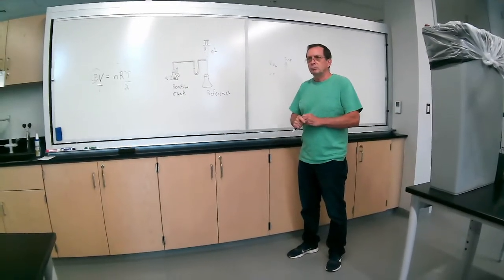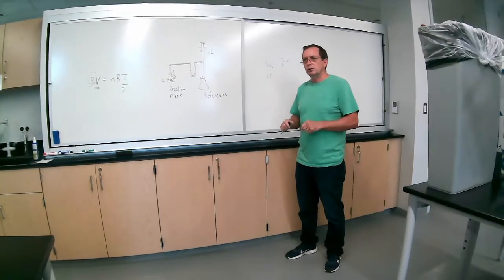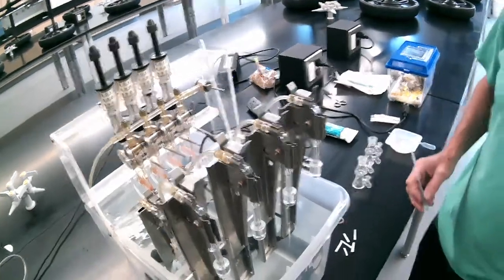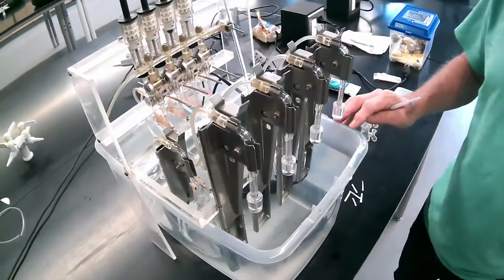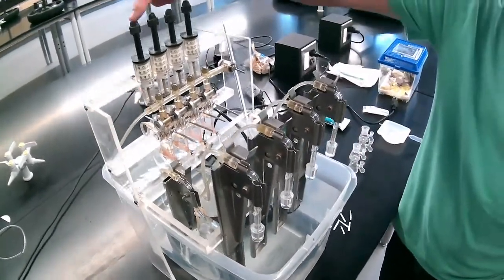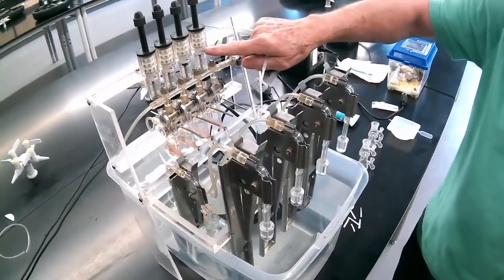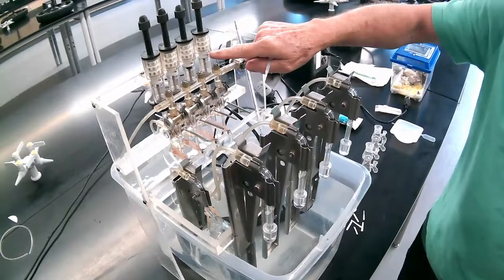Okay, let's take a break. We'll run over and set up the Gilson, and we'll show you what that looks like. Okay, so this is the Gilson respirometer, and you can see here are our syringes. You can see the numbers associated with each of these dials, and they are calibrated to microliters.